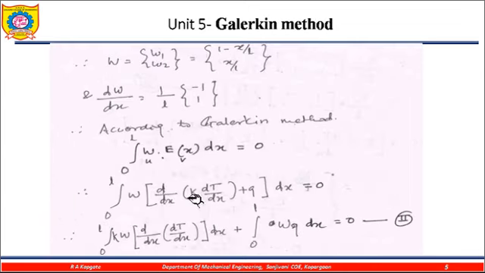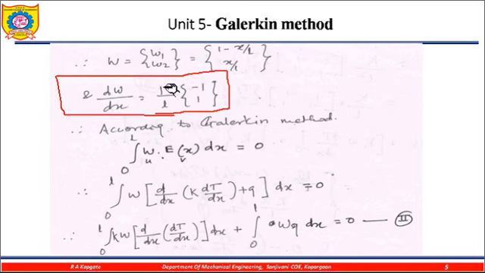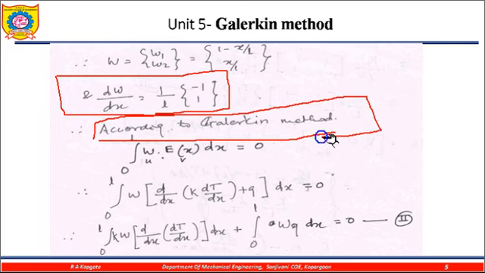So if I am considering this one, that is w1 and w2, so this dw upon dx is equal to this term coming in the picture. So the matrix form of dw upon dx is equal to 1 upon l times the matrix minus 1, 1. Now according to the Galerkin method, we know that the integral of w into error of approximation into dx is equal to 0. This is the rule, or this is the principle of the Galerkin method.